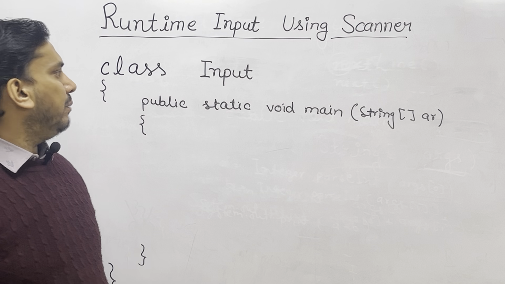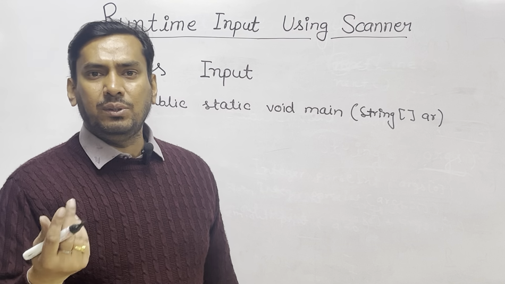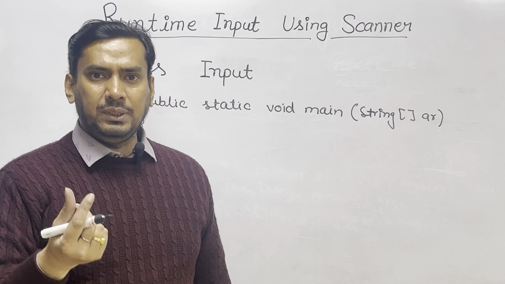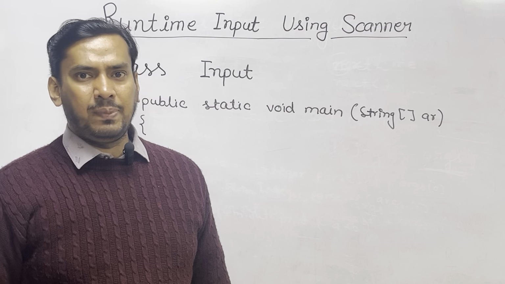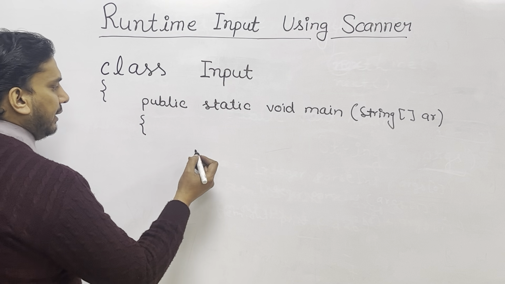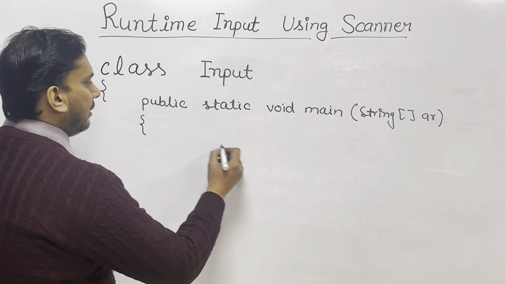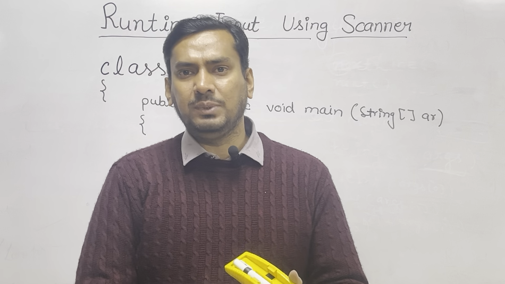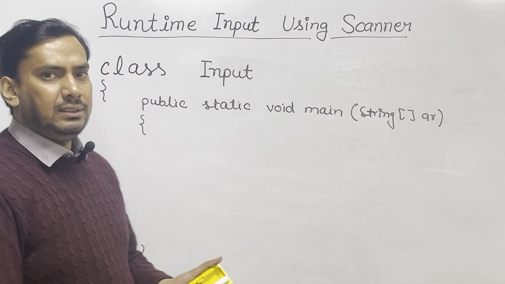So let's say I have to read some input. Let's say I want to read the roll number, CGPA and the name, right? So let's say I want to read name, CGPA and roll number. So I will read the name. So how do you read the name? I will have to create the scanner class object. So scanner class object creation is easy.